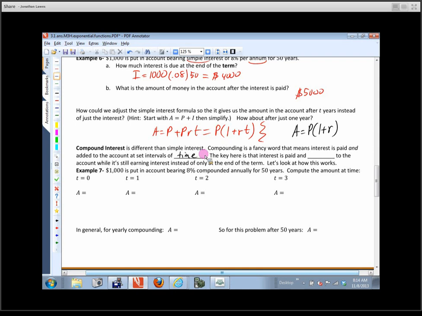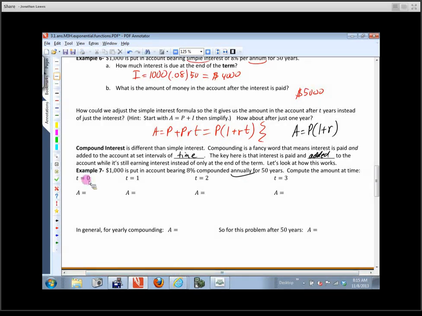Okay? So the key here is that interest is paid and it's added to the account while it's still earning interest. So they're putting money in there. The amount of our principal is growing, so we're getting interest added upon interest. Okay? So let's see what happens. We're going to go through and make this calculation. We're going to come up with this formula. $1,000 is put in an account, 8% interest compounded annually, just once a year. So at the end of every year, instead of at the end of 50 years, they're going to give us some interest and they're going to put it in the account. Okay? So it says compute the amount at that time.